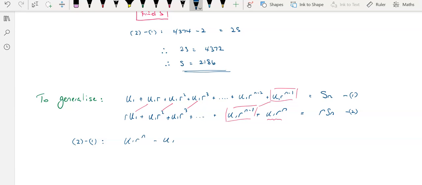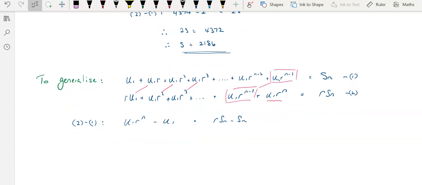subtract u1. On the left-hand side and on the right-hand side, I've got Rsn minus Sn. So this is quite a nice little result. Let's tidy this up, because what I want is Sn. So let's switch sides. I'll get Sn, and I'll factorize it out of r minus 1. You can see that the right-hand side just factorizes to that. And in fact, this side here will also factorize. I've got a u1 that's common, and I can put r to the n minus 1 in a bracket.